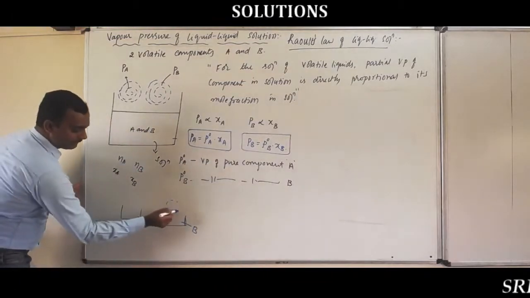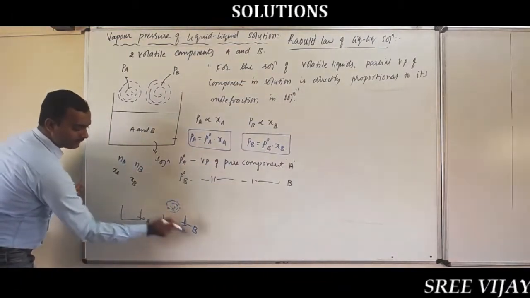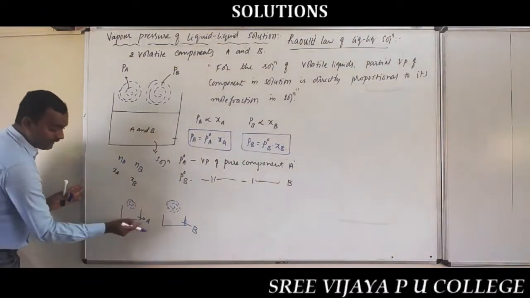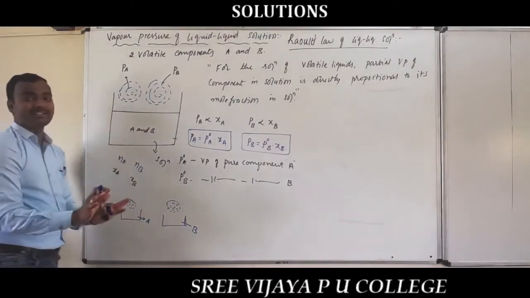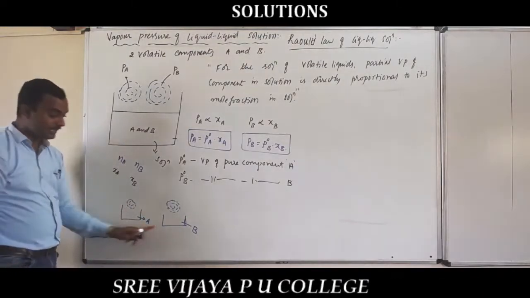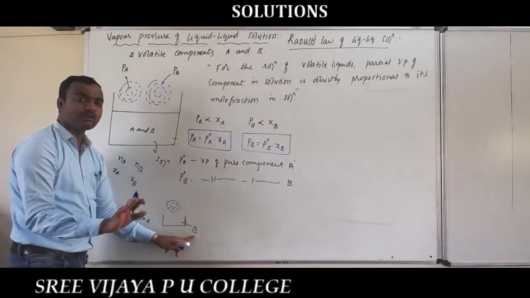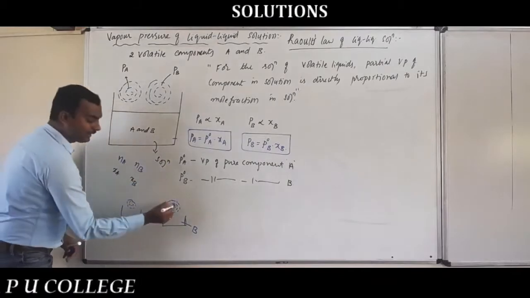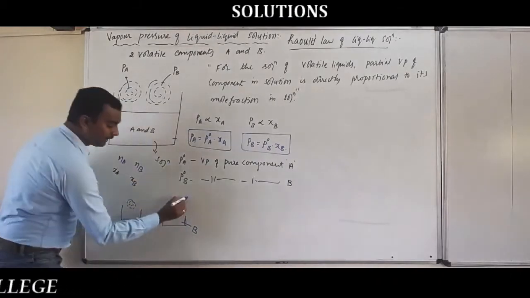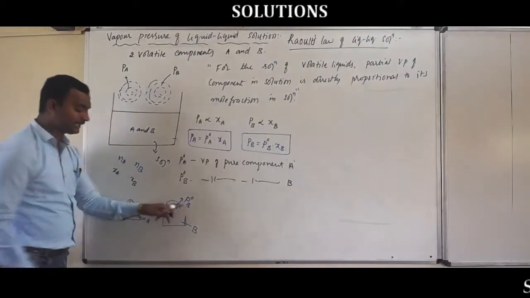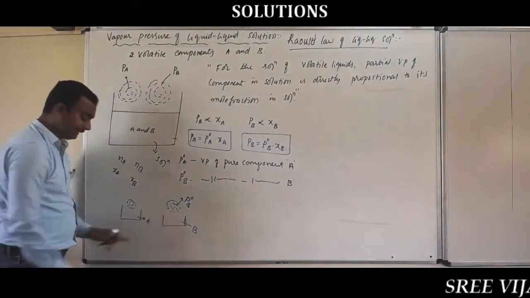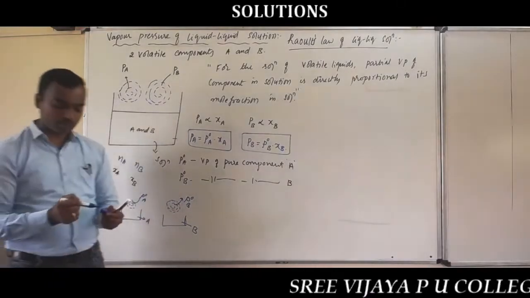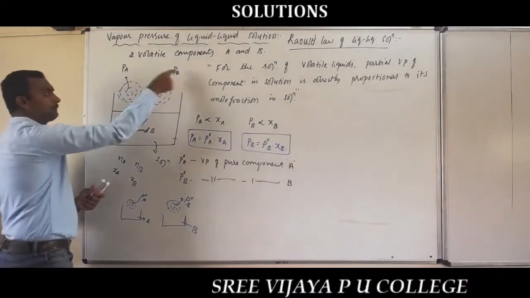So even in the vapors, these are the vapors of component A and those are the vapors of component B. Only component A is there and B is not mixed, so this is taken as pure component. And here only B, there is no A component, therefore this is the pure component. So from pure component A, the vapors come, and the pressure created there we can call P naught A, the vapor pressure of pure component A. Similarly, P naught B is the vapor pressure of pure component B.